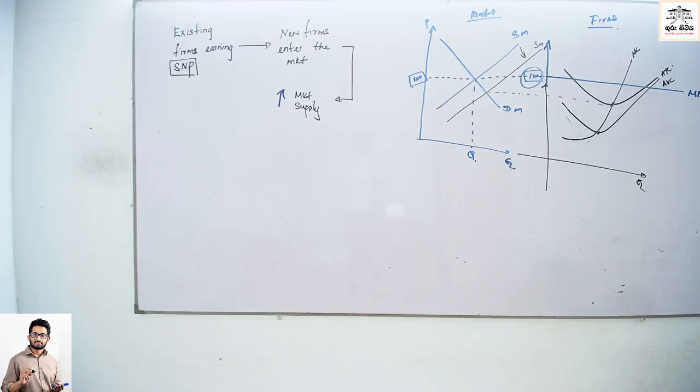Why can suppliers easily enter the market within a short period of time? No barriers to entry. Why are the new firms coming into the market? Because they see that the existing firms are earning supernormal profit. That is a type of motivation.